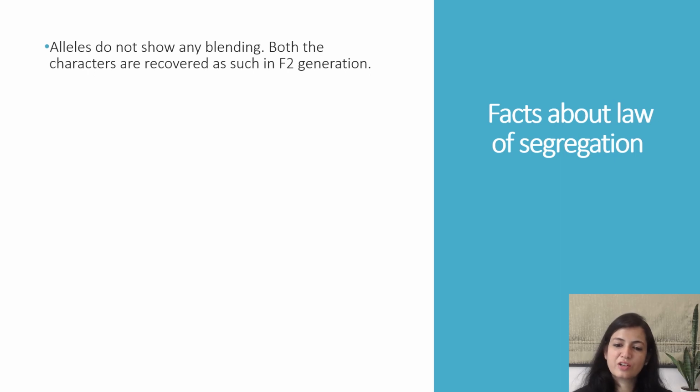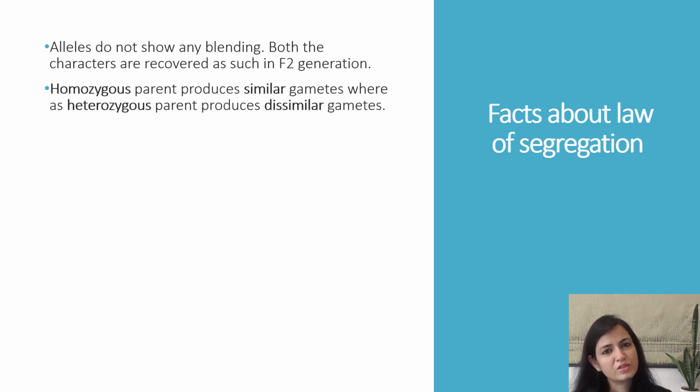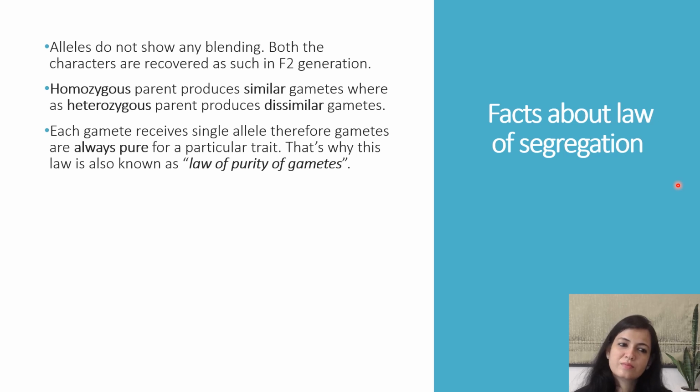There are some facts about the law of segregation. Alleles do not show any blending, and both the characters are recovered as such in the F2 generation. That is, both the tall and the dwarf traits are expressed as such in the F2 generation in the ratio 3:1, 3 tall and 1 dwarf. It does not show any blending, meaning there is no intermediate height obtained in this cross, right? And I had told you that a homozygous parent produces similar gametes, whereas a heterozygous parent produces dissimilar gametes, right? This also I had told you: the law of purity of gametes.